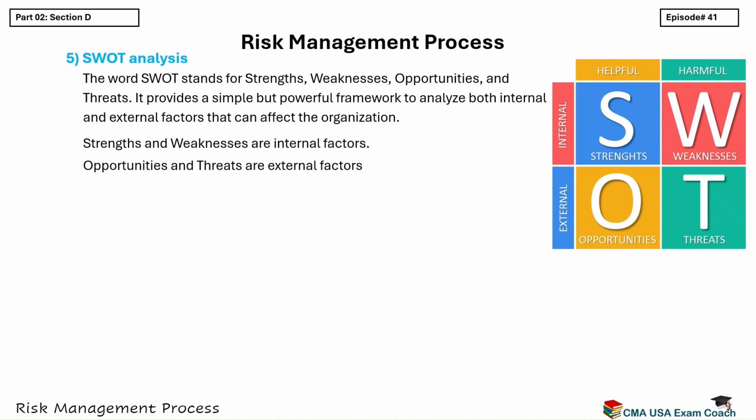It highlights what internal strengths the company can use to its advantage, what weaknesses it needs to address, what external opportunities it can pursue, and what external threats it needs to prepare for. In terms of risk identification, SWOT is very useful because it naturally points out areas where risks may emerge.